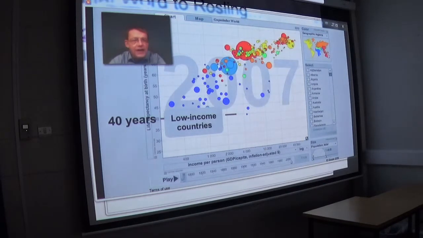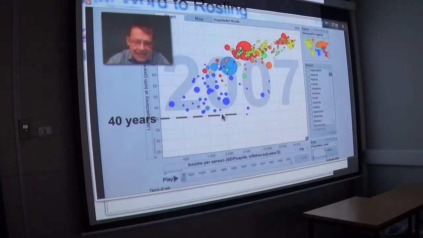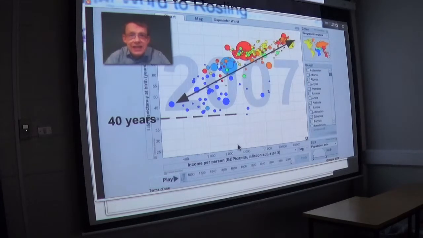But all countries of the world today have, or are estimated to have, more than 40 years of life expectancy. And all have more than $3,000 per capita. So it means that the world has become healthier and richer. But the difference still is enormous between the richest country and the poorest country. And there are also very big differences within countries, which we cannot show here.